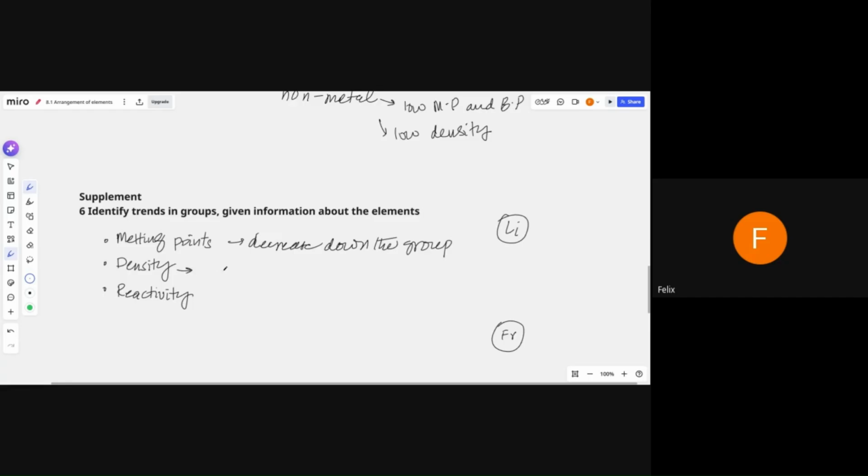So density, it also increases down the group.